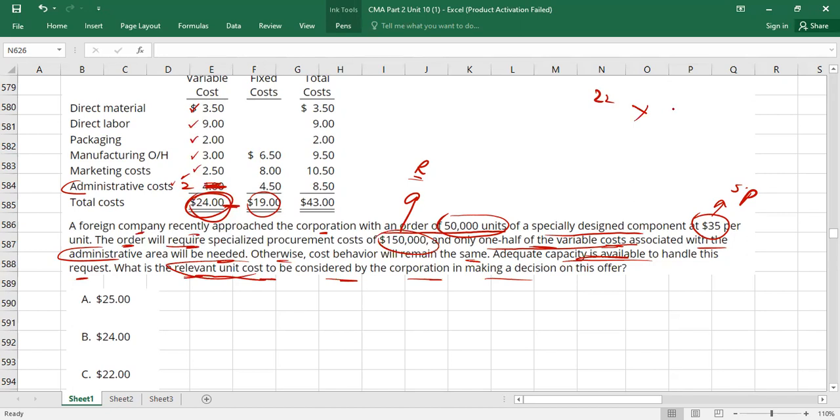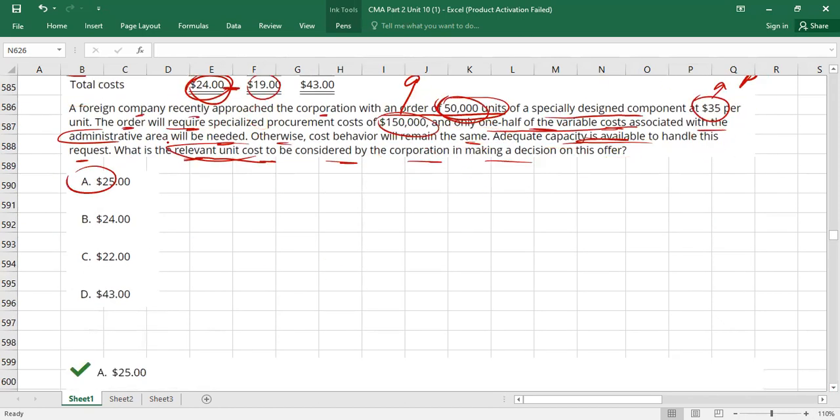So we'll take 150,000 divided by the order size, which is 50,000 units. It means here you will also get $3. So 22 plus 3, the total is going to be 25 as the unit cost. So this is going to be option A, 25. Okay, guys, I hope that is clear.